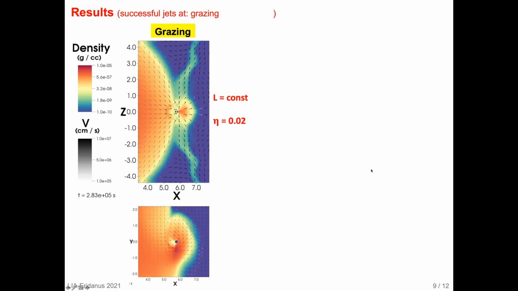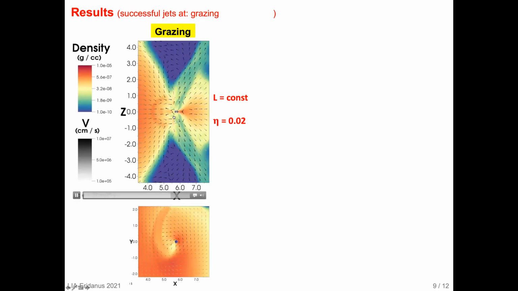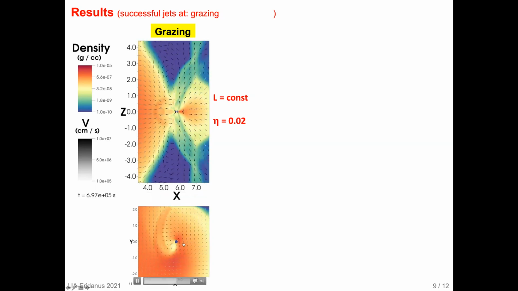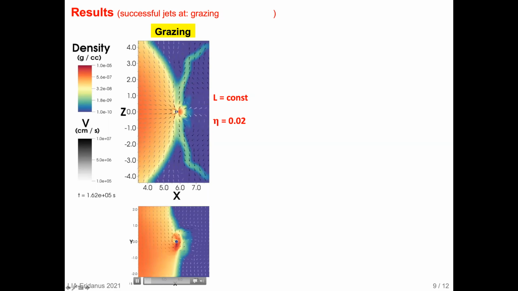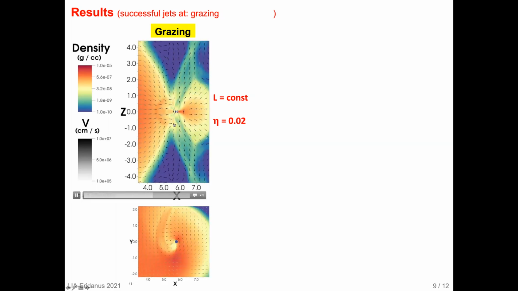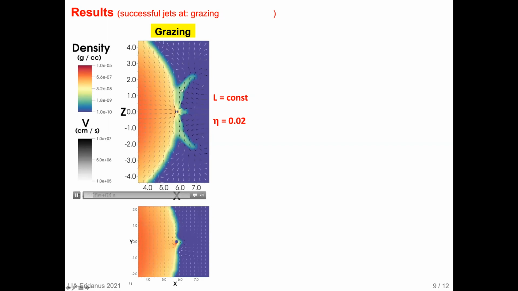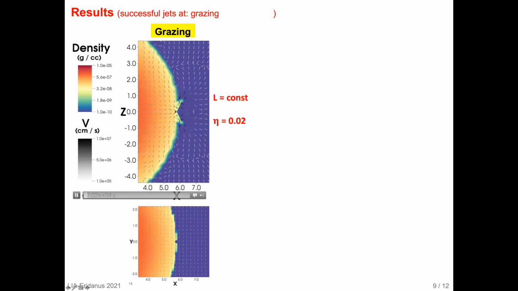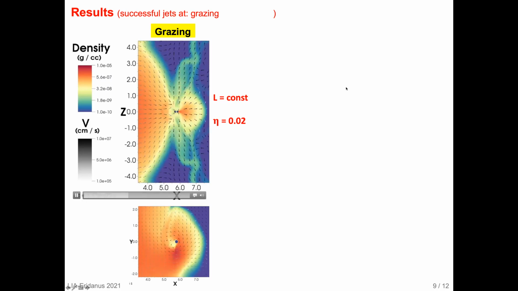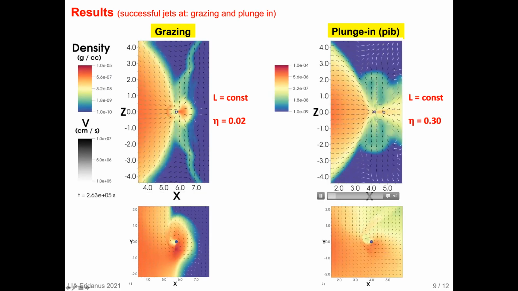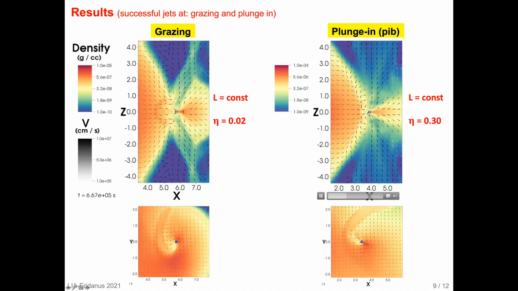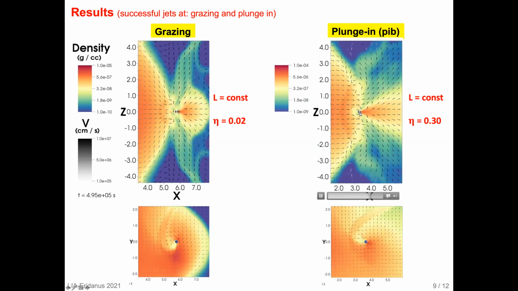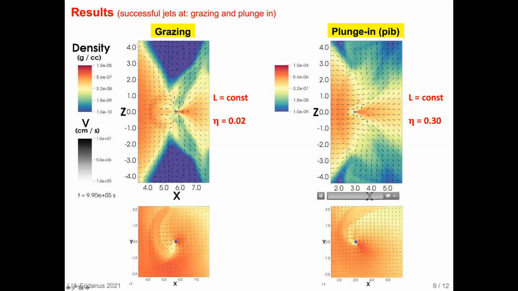Okay, and so I'm showing the basics of these models. This is when we're grazing; this is the meridional view, this is the equatorial view, and we see that in this case the jet is very efficient, and it's pushing, blowing material from the border of the envelope. And what else have we done? And here, where it's plunging in, as you see, our main sequence star is actually moving inside of the red giant.